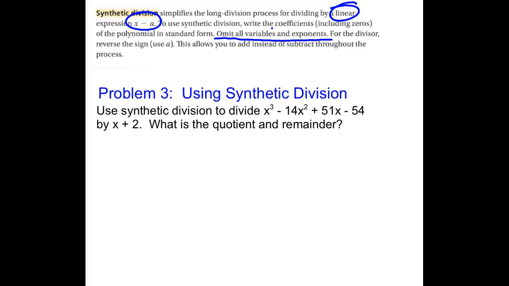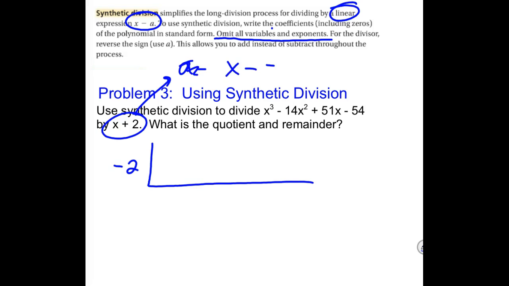It says, use synthetic division to take x cubed minus 14x squared plus 51x minus 54 and divide it by x plus 2. So first of all, I look and say, yep, I have a linear divisor, which means I can do this synthetically. If my divisor is x plus 2, what am I going to put out front? A negative 2. Okay? X plus 2 is really x minus a negative 2, right? So that negative 2 is what goes in front.